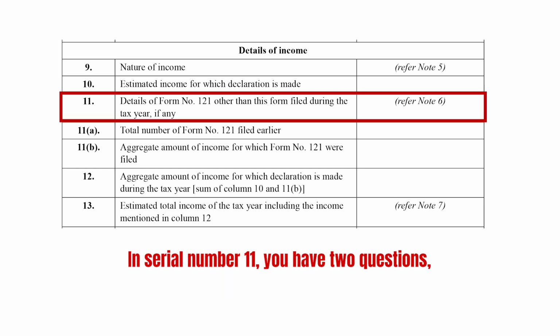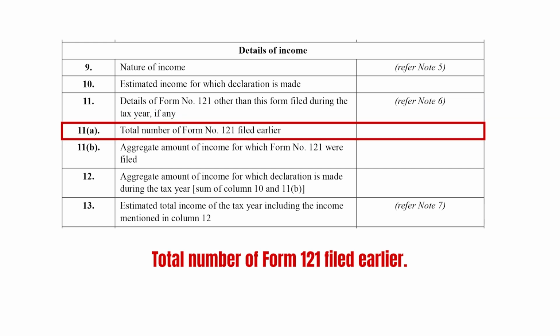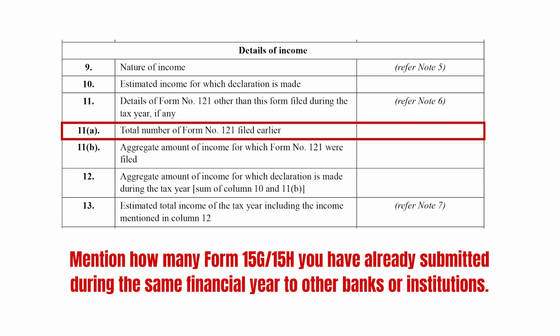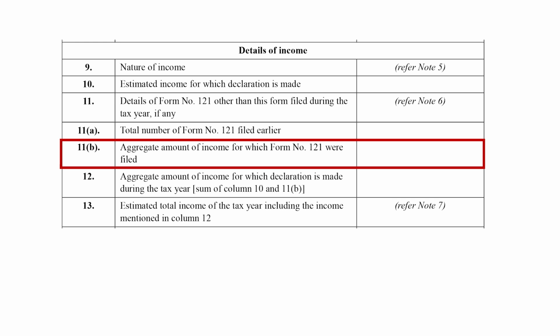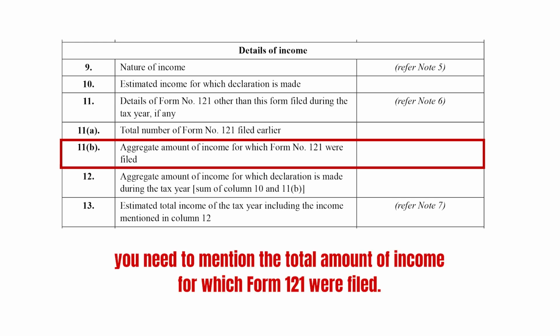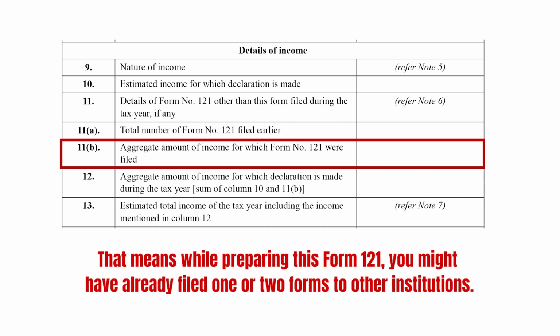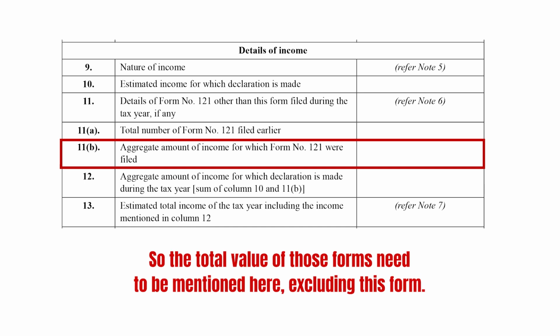Now in serial number 11, you have two questions. 11A: total number of Form 121 filed earlier. That means in this year itself, you might have filed Form 121 with other institutions. If you have filed 1 or 2, you need to mention those numbers here. And in serial number 11B, you need to mention the total amount of income for which Form 121 were filed. While preparing this Form 121, you might have already filed 1 or 2 forms with other institutions. So the total value of those forms needs to be mentioned here, excluding this form.